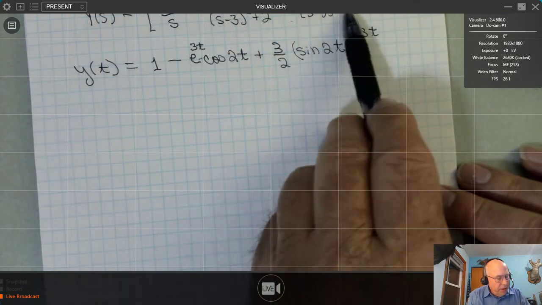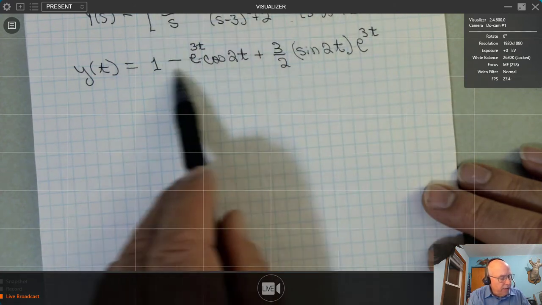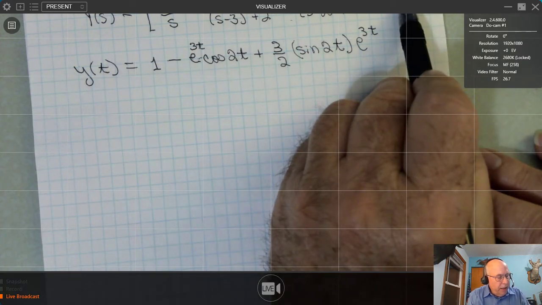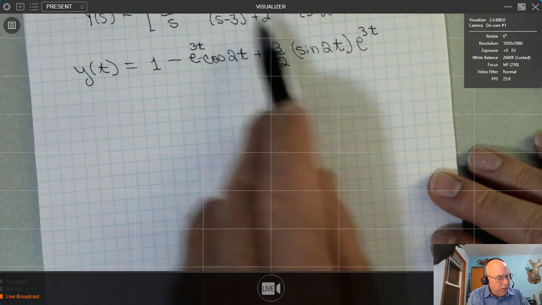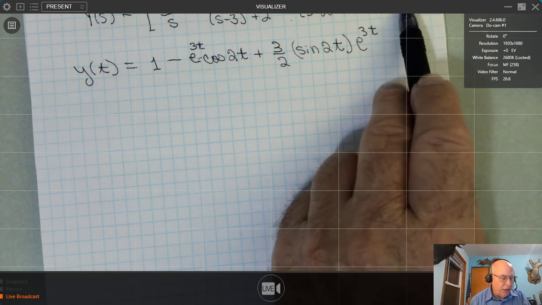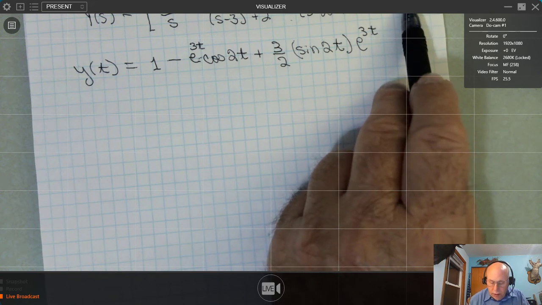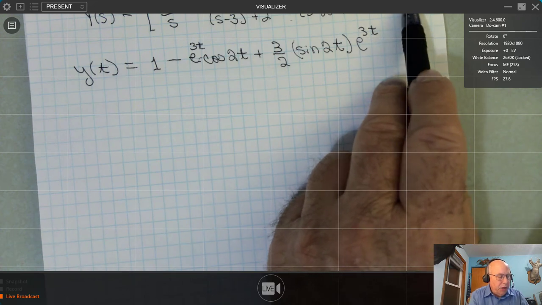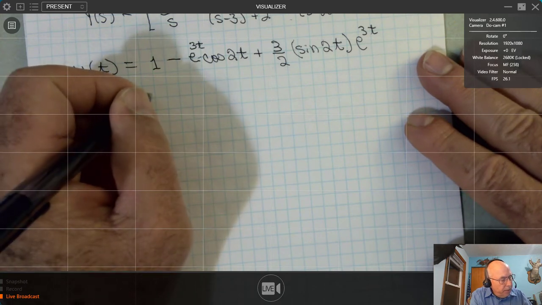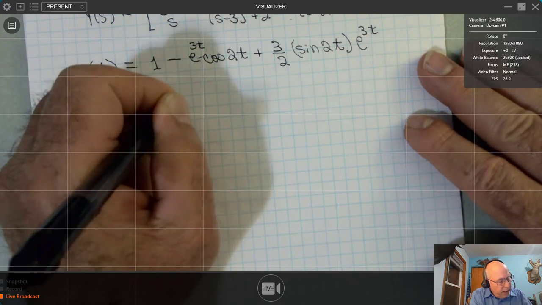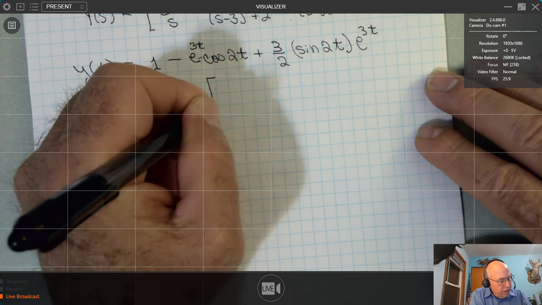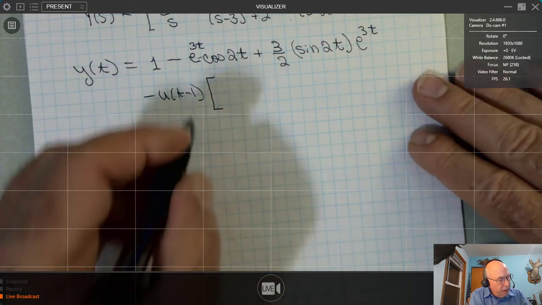Okay, so 1 times this has this inverse transform. And now this tells me it's the inverse transform of all this. Well, fortunately, we have that written out, but we just need to shift it by 1 unit on the t-axis and multiply it by the corresponding unit step function. So this is minus u(t minus 1) times all of this shifted to the right by 1 unit.